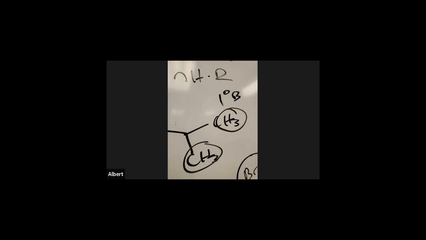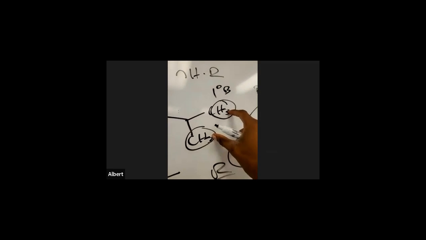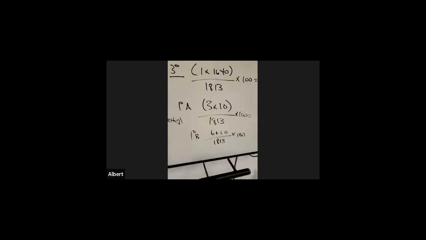So I'm going to have 3 for primary A. What do you think I'm going to have for primary B? Because this is primary A, both of these would be considered primary B because they're the same. How many would I use for that? Primary B would be these hydrogens right here. How many would I use in the numerator? 6, for a total of 9, is that right? So for primary B, it'll be 6 times 1.0 divided by 1813 times 100. Does that make sense to you now?